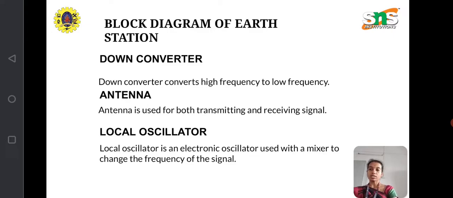Next is the local oscillator. A local oscillator is an electronic oscillator used with a mixer to change the frequency of the signal. The local oscillator is used to change the frequency of the signals.